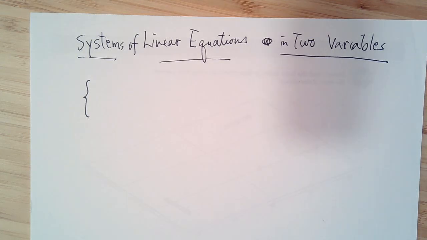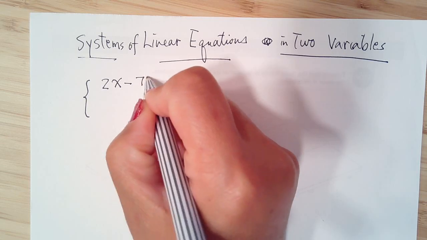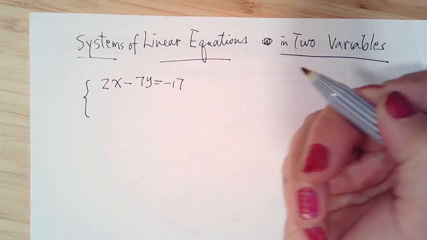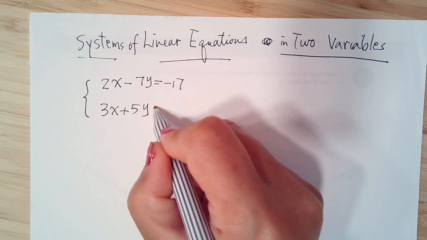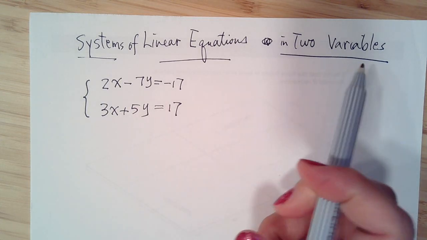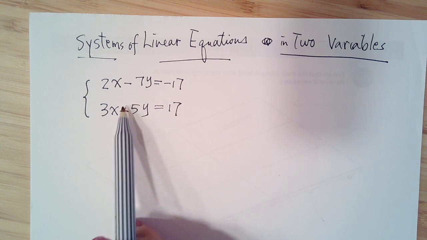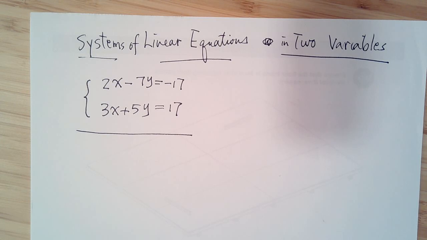Okay, see that this one shows it's a system, and we have 2x minus 7y equals negative 17, and I have a 3x plus 5y equals 17. So it looks like this. This is a very typical system of linear equations in two variables. And we need to find the value of x and y. That's a pair of numbers. And the x and y values, once you find them, you can plug them back into both equations and they're good. So this is the job we're going to do for this section.